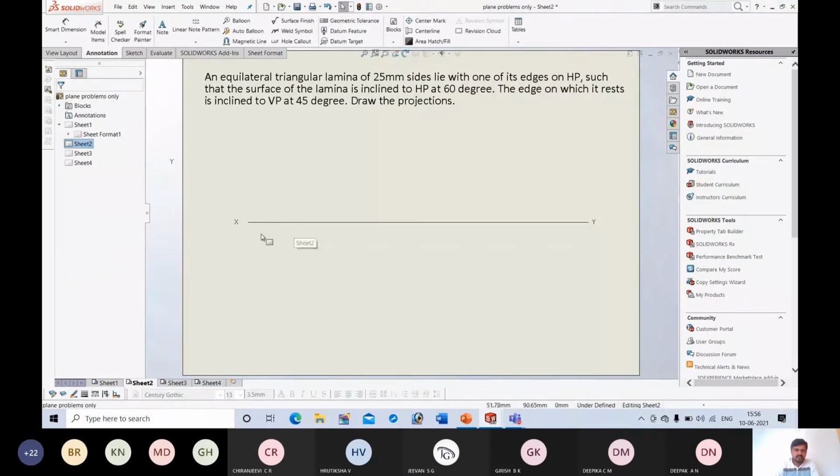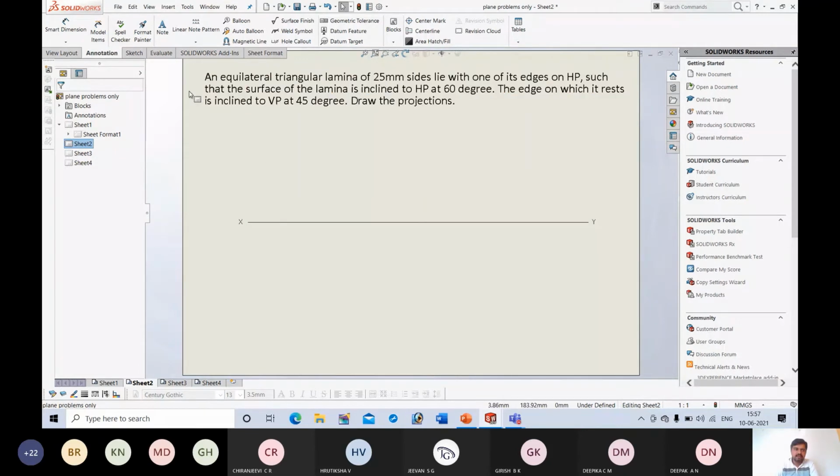Next, since I am able to see the true length from the top view in the initial position, first we are going to keep the complete lamina on HP. Since it is resting on one of the edges on HP, in order to get the true shape of the triangular lamina, the complete lamina will be kept on HP. So first I should start from the top view, since from the top I am able to see its true shape.